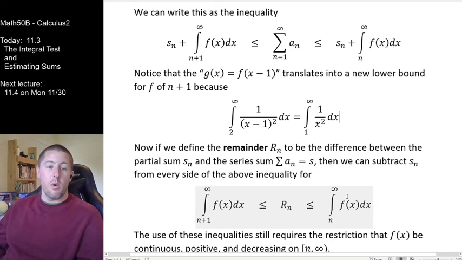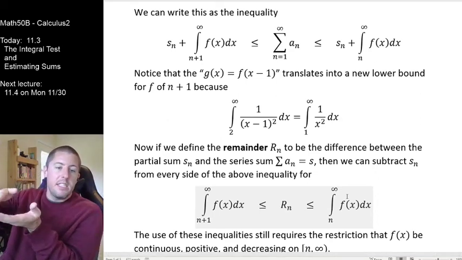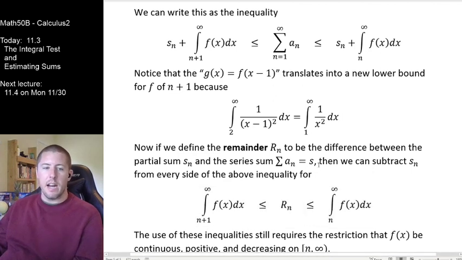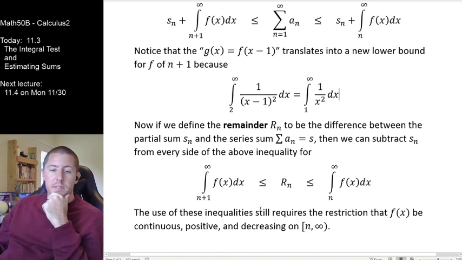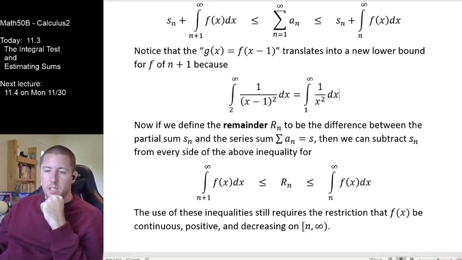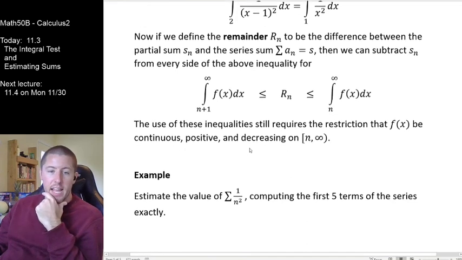This will give us a lower bound and an upper bound on the area accumulated in the tail of any series that's out there. It's got to be between those two integrals. Notice that the use of these inequalities still requires that same restriction that our function is continuous, positive, and decreasing on this closed interval from n to infinity. Right? So let's look at an example of this, and we'll go ahead and call it a day here.